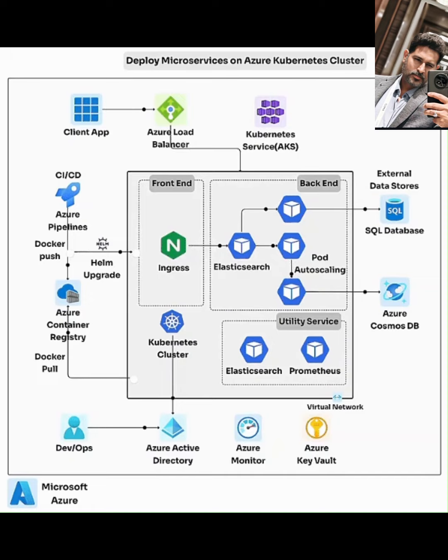Right at the heart of it all, in the big box, is the Kubernetes cluster. On Azure, this is known as Azure Kubernetes Service, or AKS. Think of this cluster as the engine that runs and manages all your microservices packaged inside containers. Now, how do we get our code, our microservices, into this cluster?